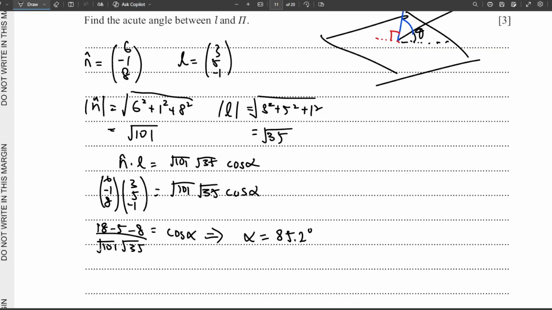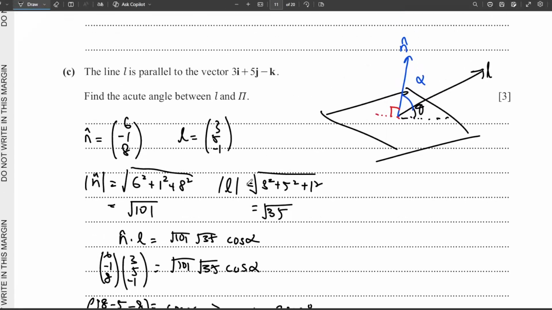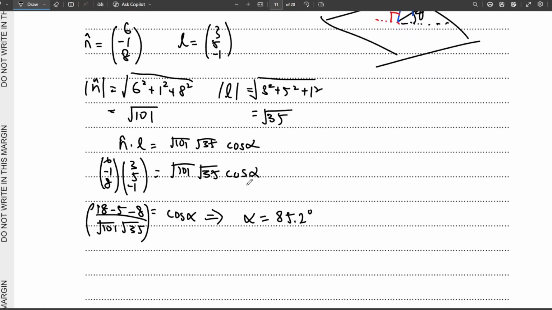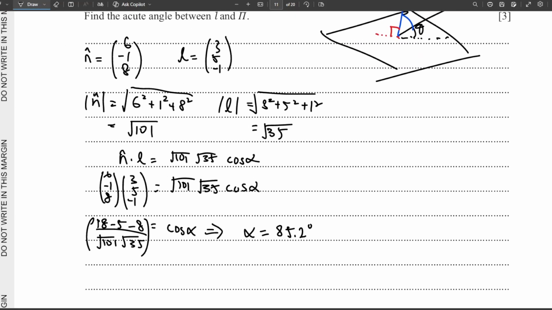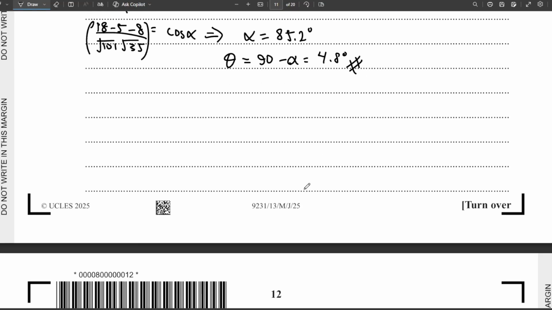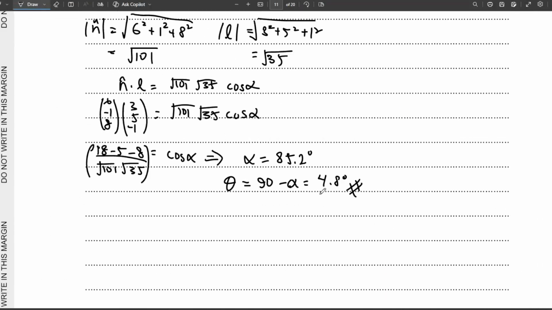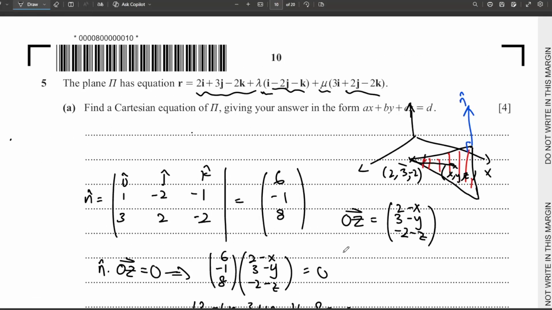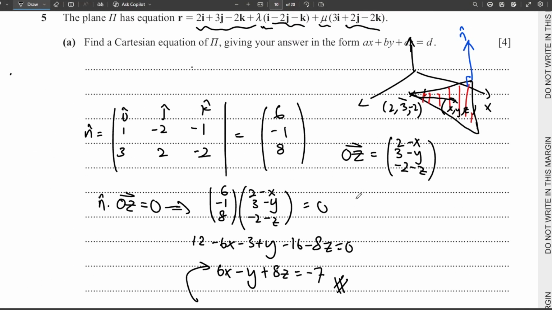After you solve this and type into your calculator the inverse cosine of this value, you should be able to get an alpha value of 85.2 degrees. We did not specify degrees or radians, so you're able to use both. But since we know this is the right angle, theta is 90 minus alpha, so you should get 4.8 degrees. For the angle, you can just round it to 1 decimal place. Okay, so is this the final answer? Part C, yep, so we have finished this question 5. Alright, thank you for watching this video.